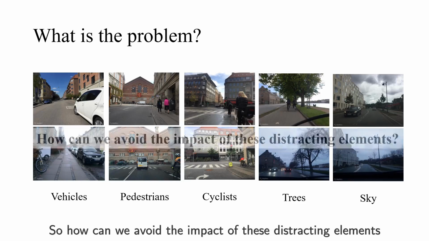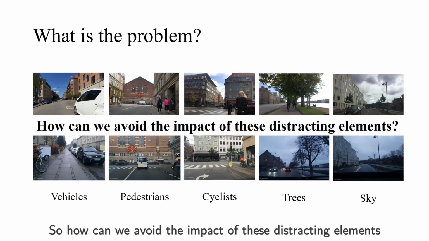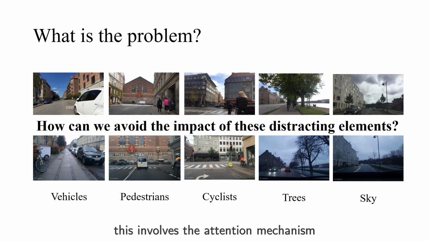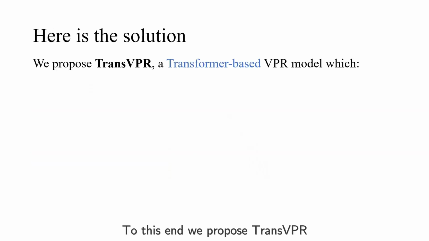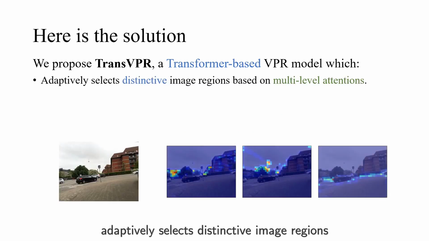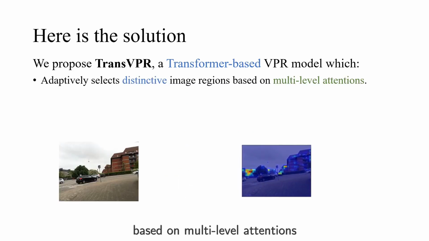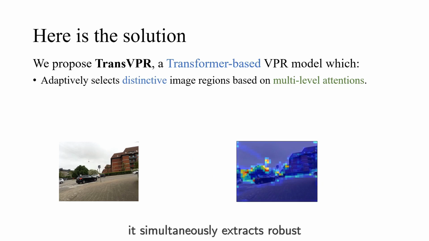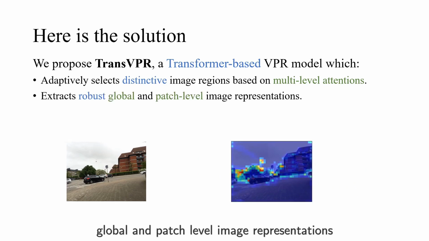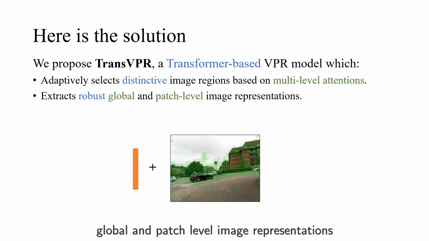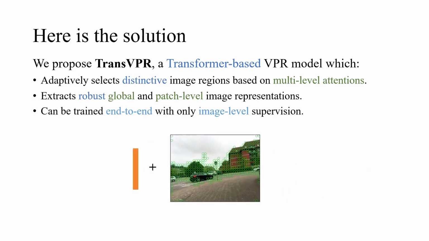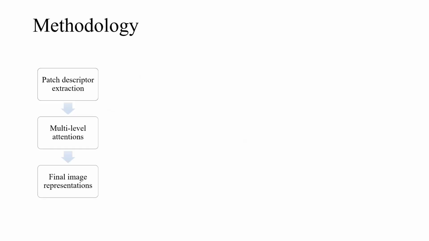So, how can we avoid the impact of these distracting elements? This involves the attention mechanism and is exactly what our model solves. To this end, we propose TransVPR, a transformer-based VPR model which adaptively selects distinctive image regions based on multi-level attentions. It simultaneously extracts robust global and patch-level image representations. Besides, the model can be trained end-to-end with only image-level supervision.